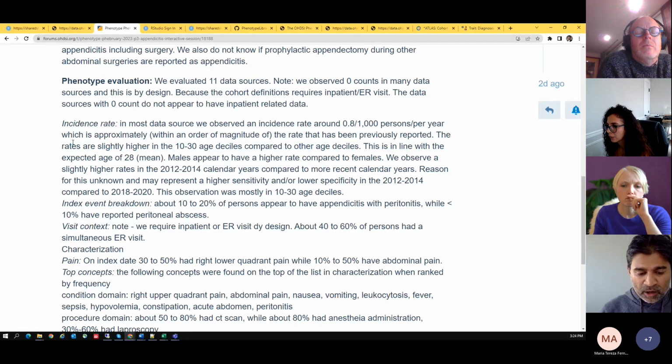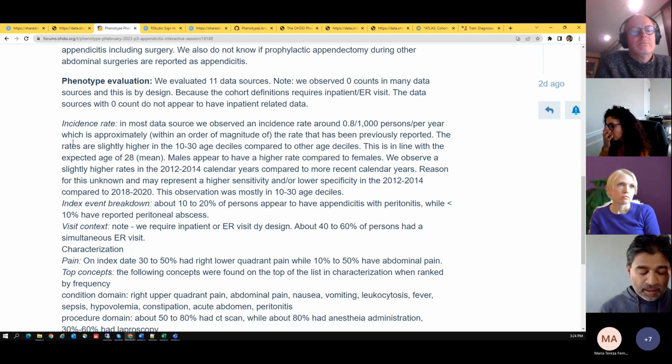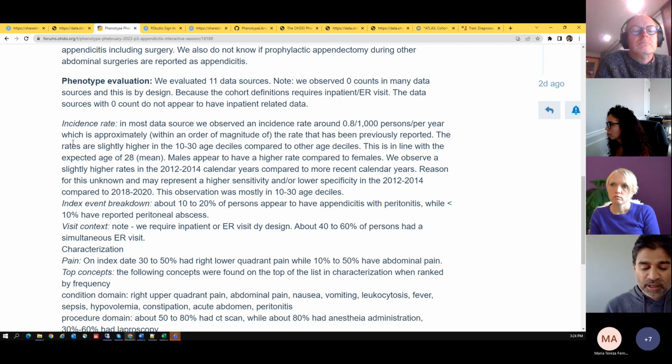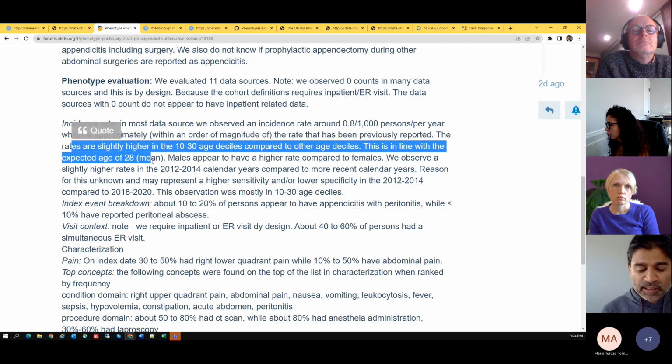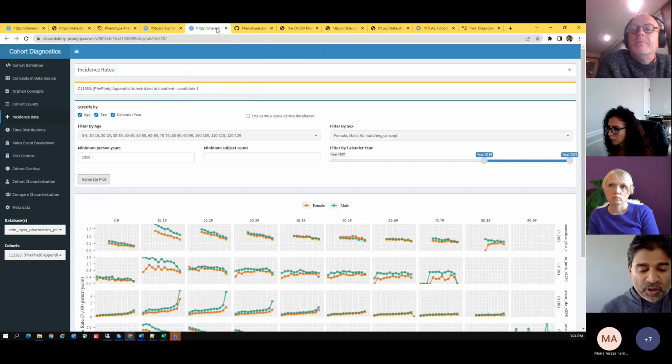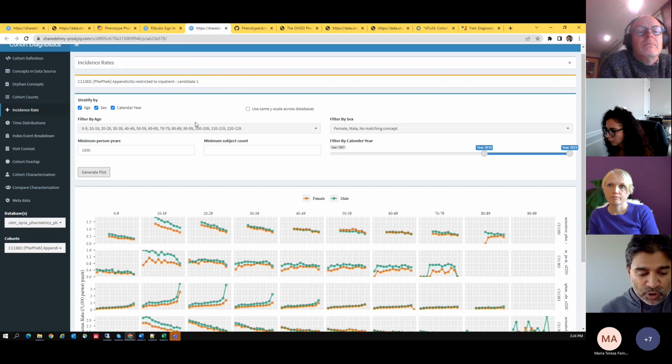I've gone through the diagnostics of Cohort Diagnostics. As my first step, after looking at the cohort counts and the inclusion rules, I went to the diagnostic called incidence rate. In the incidence rate, I observed a difference in the rate with the age and gender stratification, and I've called that out. I found that individuals in the 10 to 30 age deciles had higher rates of appendicitis compared to the rest of the age deciles. The evidence for that is on data.odyssey.org, but for some reason that has a bug, so I'm going to replicate the app in my local environment and show that to you.